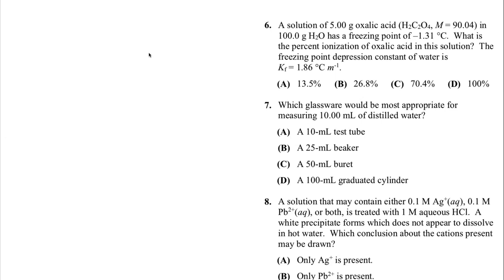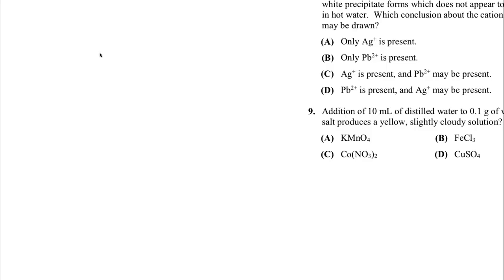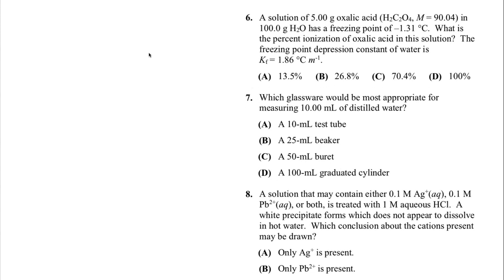Okay. First, we know oxalic acid is a diprotic acid, right? I think we should know the structure of the oxalic acid. It is a carboxylic acid. There are 2 COOH groups, right?